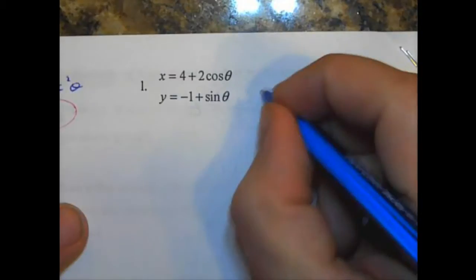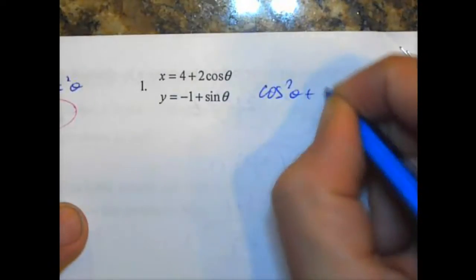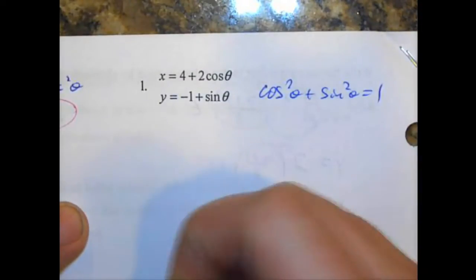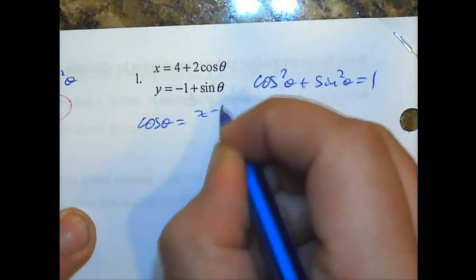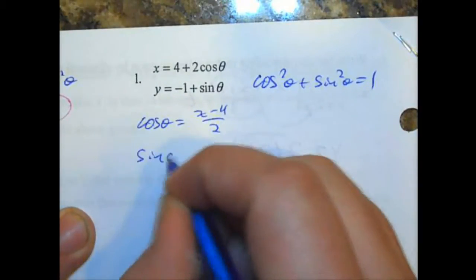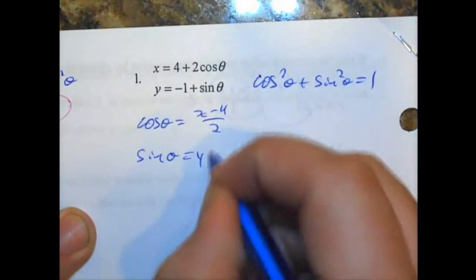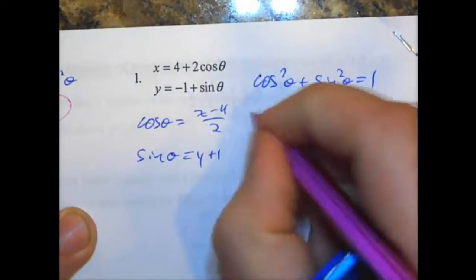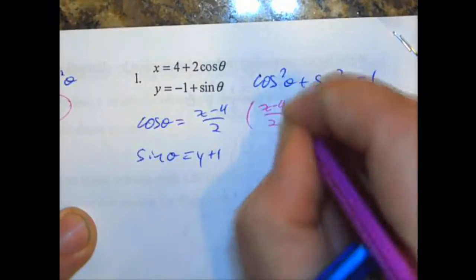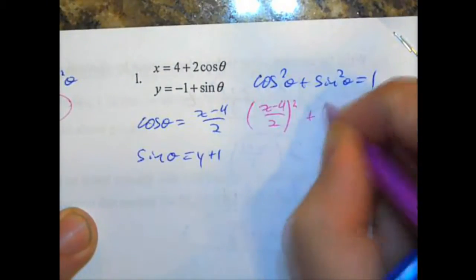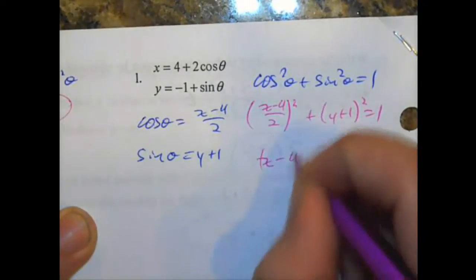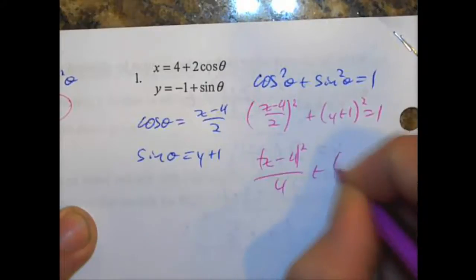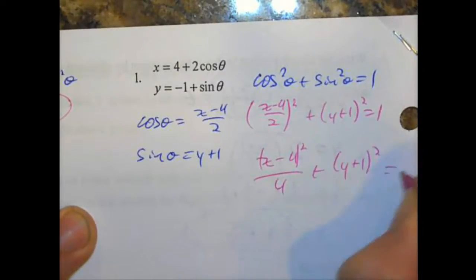This is the same sort of idea where we need to use the identity cosine squared plus sine squared equals 1. If I solve my first equation for cosine, I would have cosine theta is (x minus 4) over 2. If I solve the second one for sine, I need to add the 1, so that's just y plus 1. So when I substitute them into my equation, I have ((x minus 4) over 2) squared, because that's squared. And then I have (y plus 1) squared equals 1. So I have (x minus 4) squared over 4 plus (y plus 1) squared over 1 equals 1.